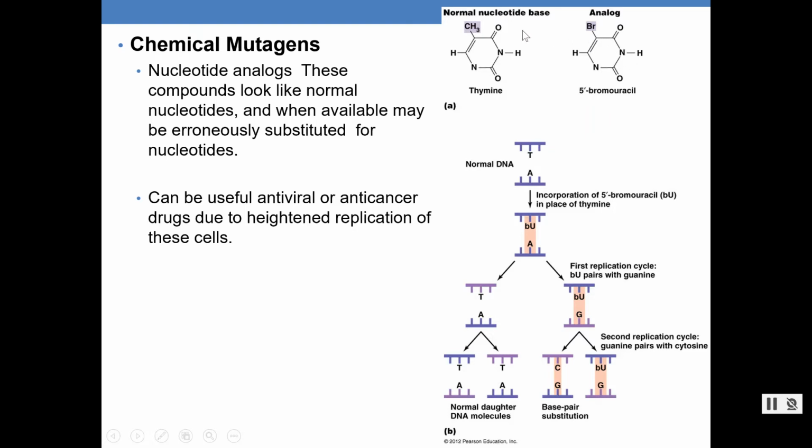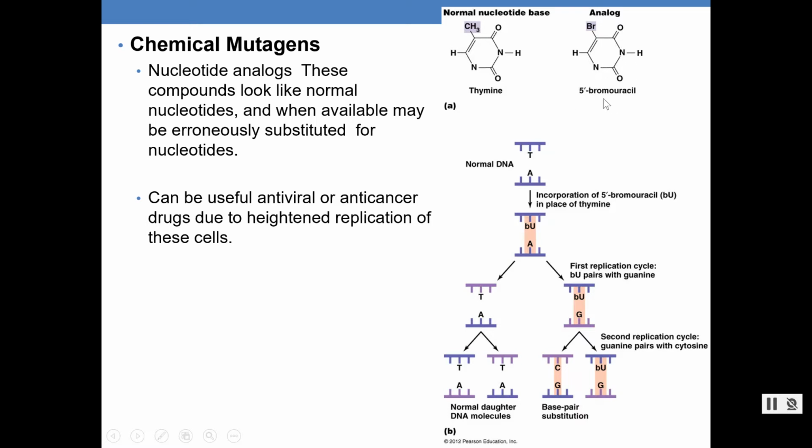And 5'-bromouracil, if you compare, the only difference is this one chemical group off this one strain. And so it looks very similar, so we call these analogs. 5'-bromouracil is an analog to the nucleotide thymine. So if I have a lot of this chemical in my bloodstream, and these chemicals may not be bad, we can actually use this as a drug.